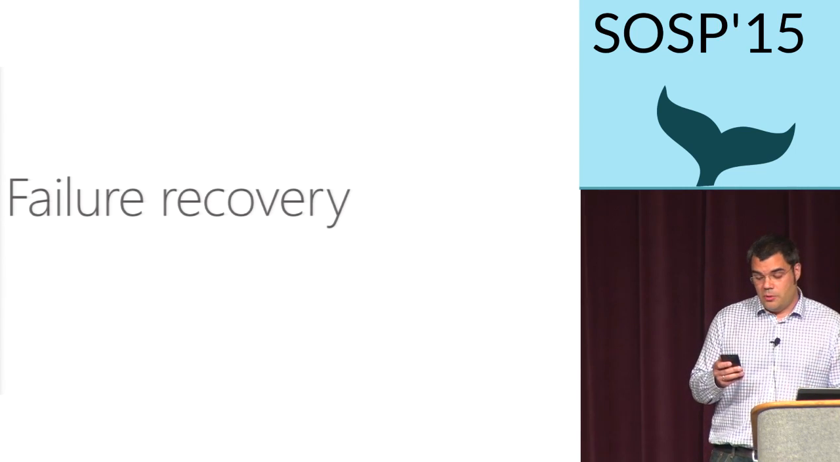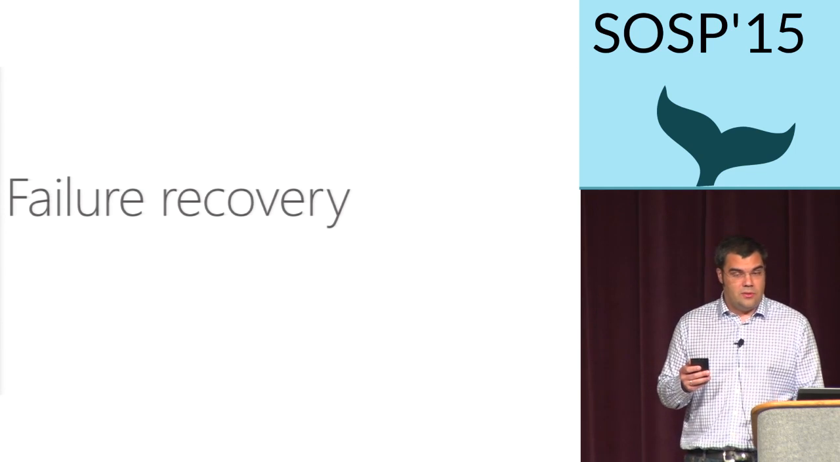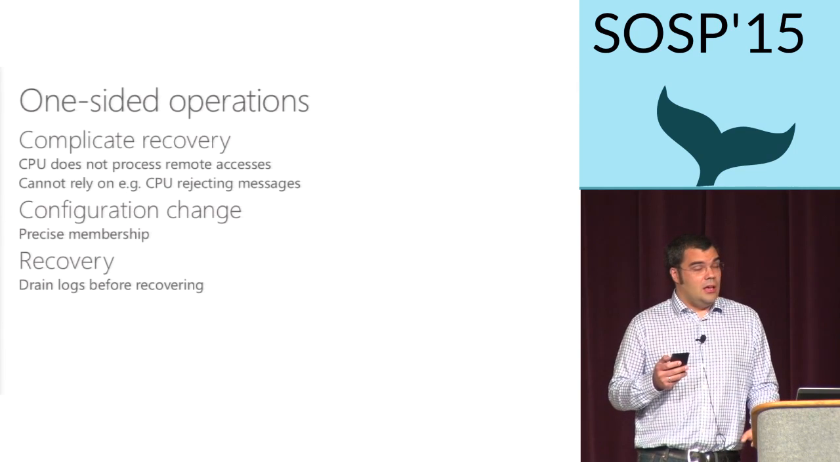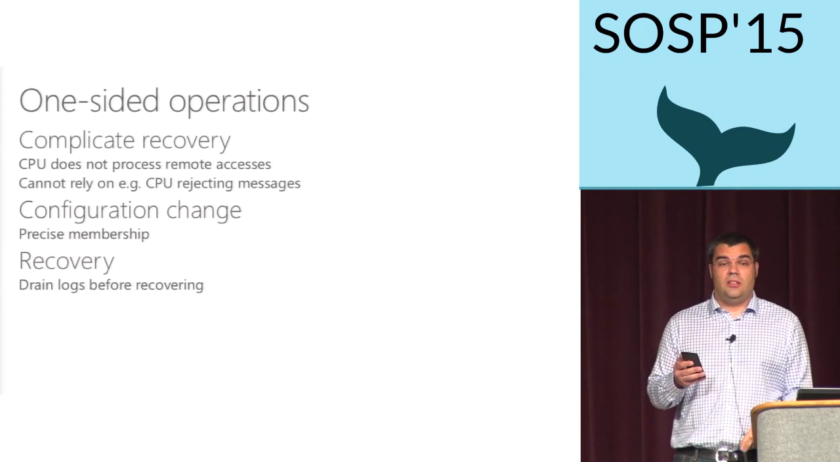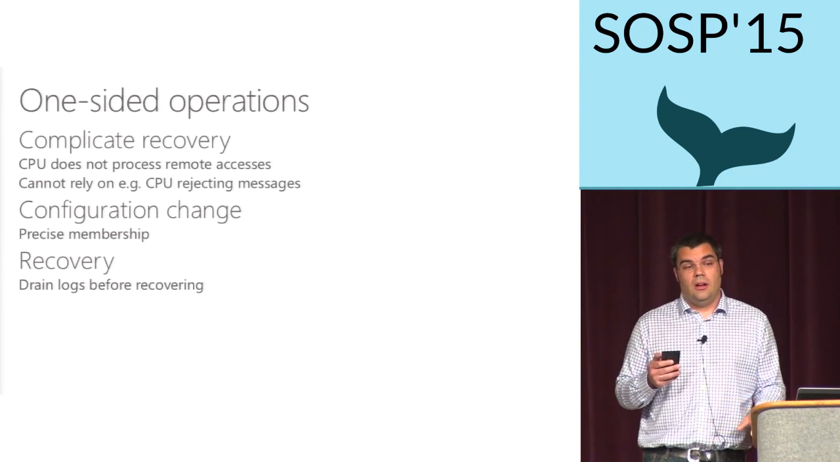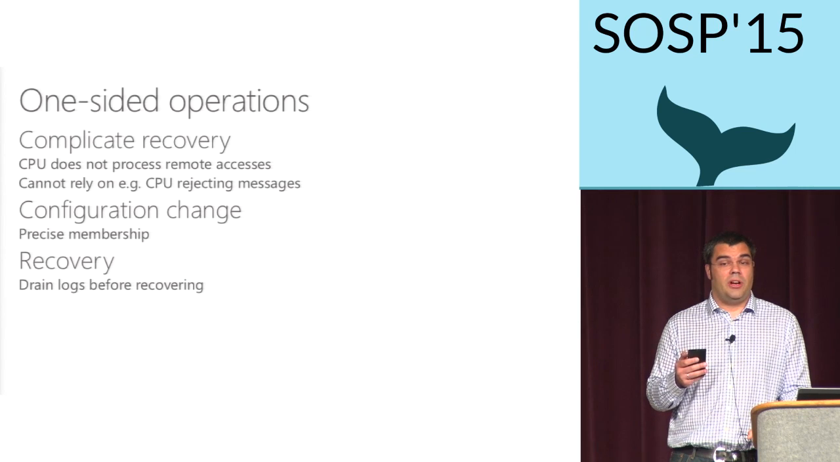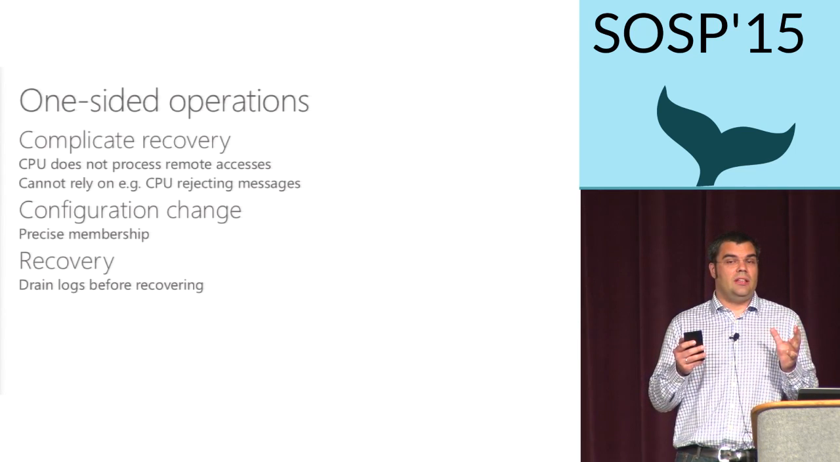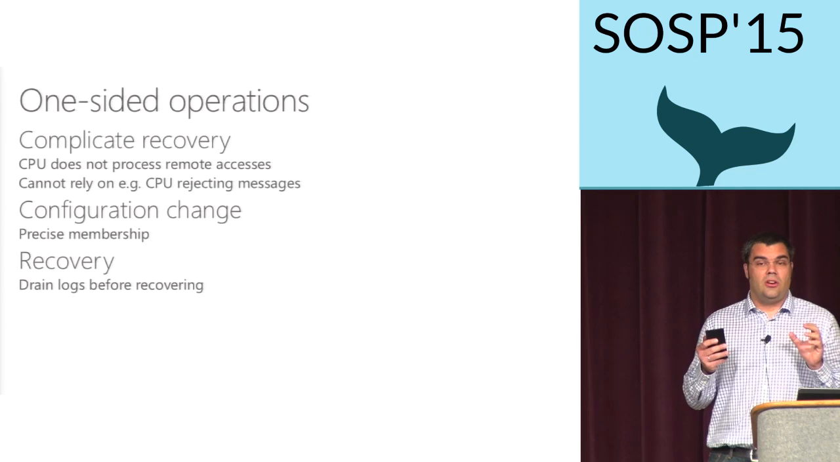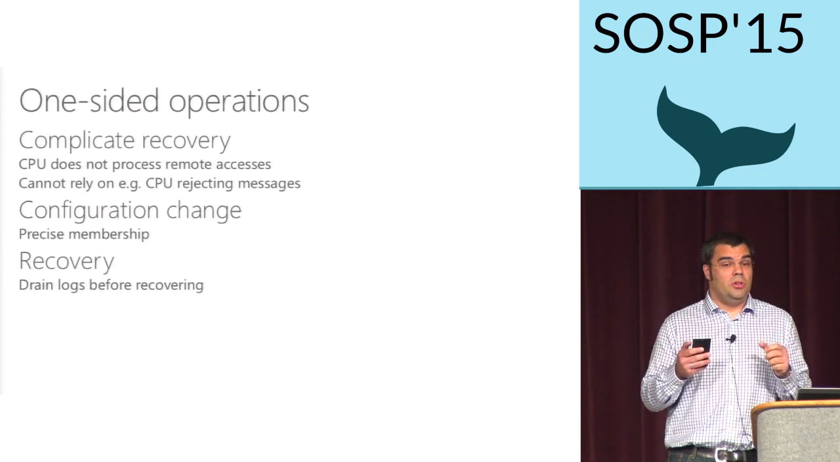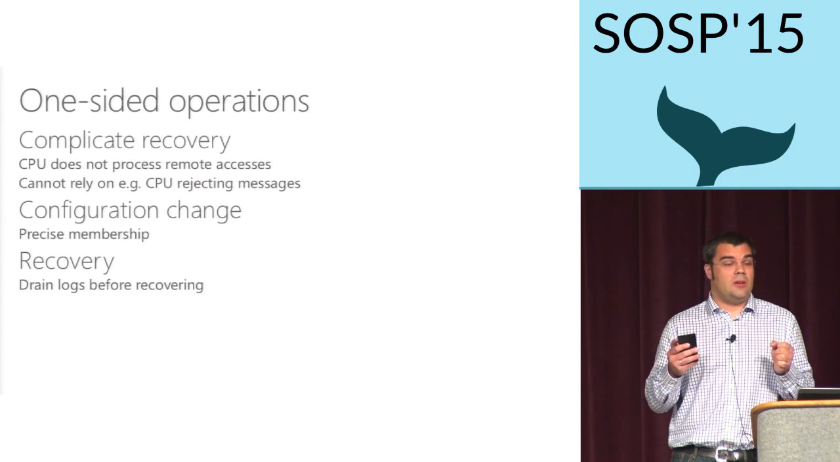So this is how FaRM operates when there are no failures. So what happens when there are failures? Recovery from failures is made more complicated by our use of one-sided operations in the normal case operation. And the intuition behind this is that basically we cannot have the CPU reject messages at certain points of time in the protocol.